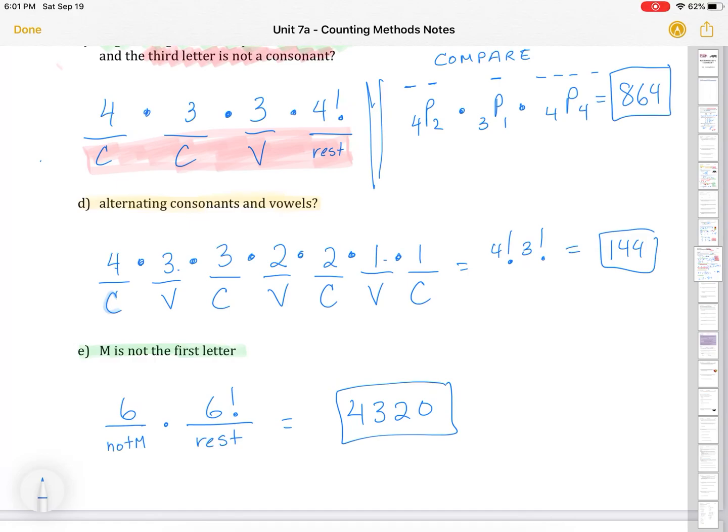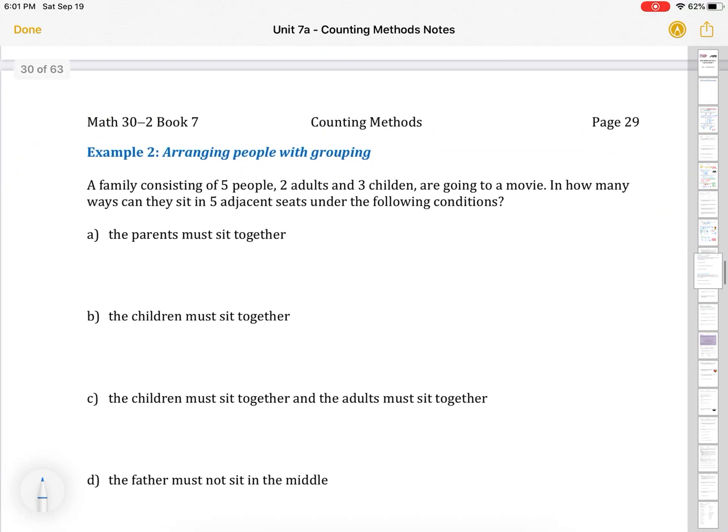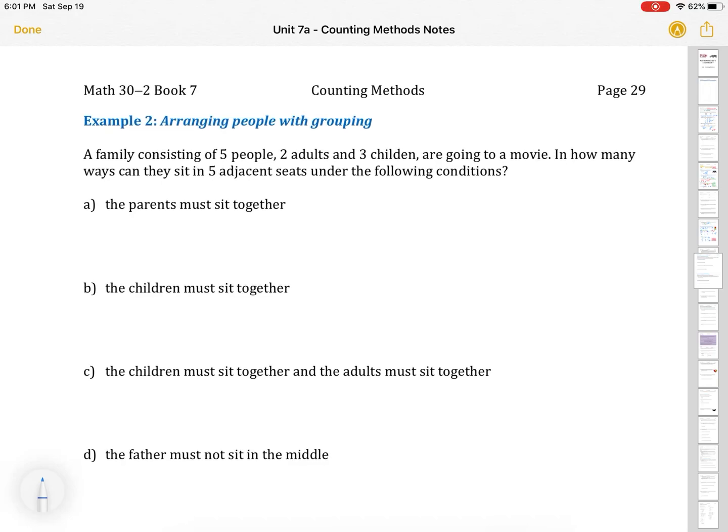4,320. Okay? Mapping out what's happening first, second, third is really a great strategy. I have to do it, so why wouldn't you? Helps keep you organized in terms of what's going on.